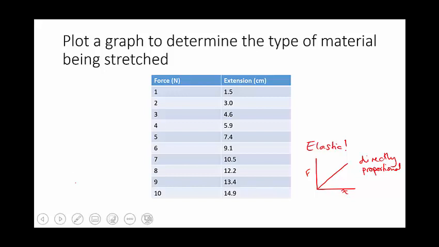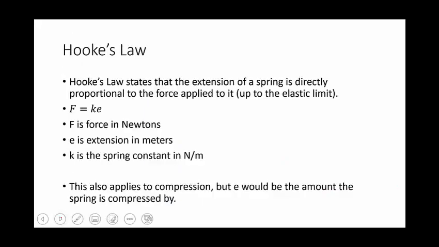Right, moving on, we're going to look at something called Hooke's law. Now, Hooke's law is about the extension of springs. It says that the extension of a spring is directly proportional to the force applied to it up to the point called the elastic limit, and that's where it stops being a straight line. So the equation for that is F = ke, and that is one you need to learn, where F is the force in newtons, e is the extension in meters, and k is the spring constant in newtons per meter. It also applies to compression. We could use the e as the amount of compression instead of the amount of extension.